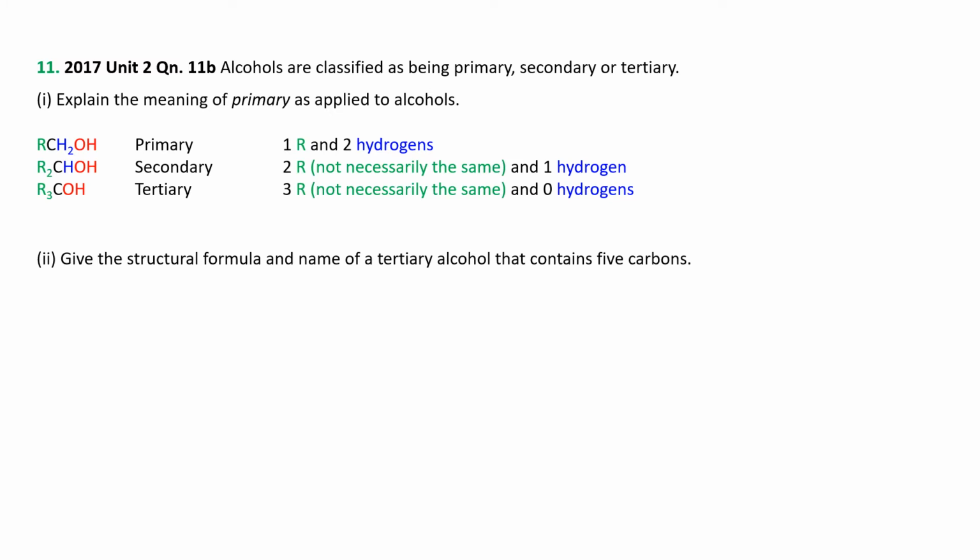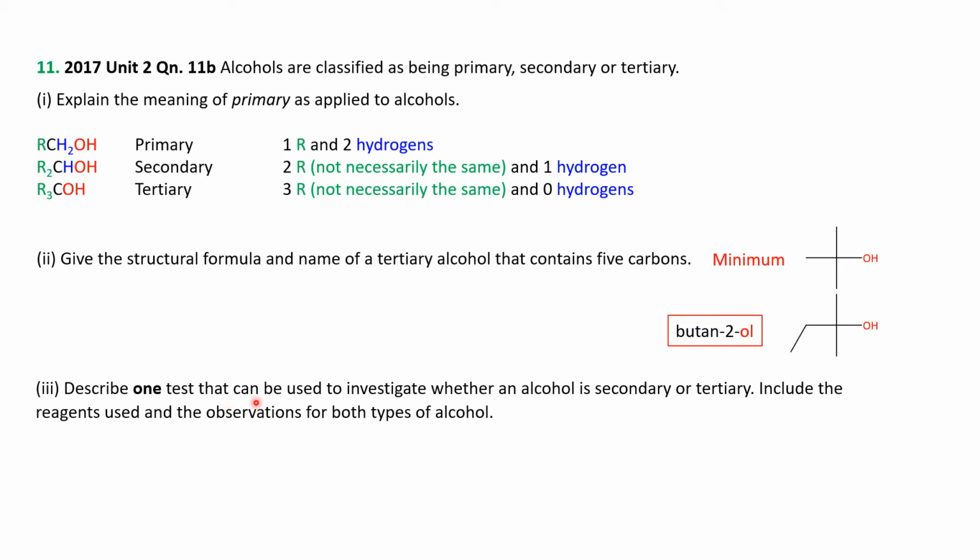Structural formula name, tertiary alcohol contains 5 carbons. This is done in another worksheet, so I'll just go through it quickly. First of all, the tertiary alcohol means you've got to have COH and then carbon, carbon, carbon. So of course that means that you've taken care of 4 of the carbons, so the 5th carbon will just be on one of these groups, and it doesn't matter which one is the ethyl as opposed to methyl, they're all the same.